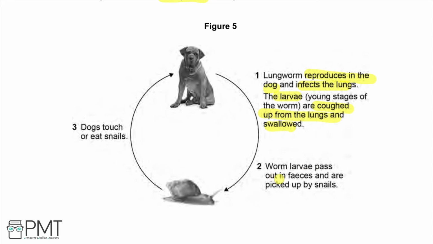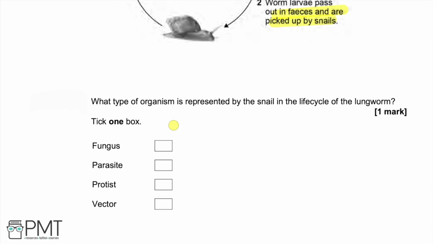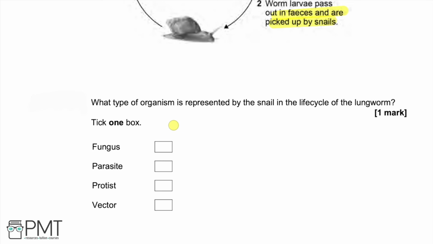Let's have a look at question part 2. Worm larvae pass out in feces and are picked up by snails. And 3, dogs touch or eat snails. This will be a different dog, so it will get spread around, thus increasing the number of dogs that are infected. Which type of organism is represented by the snail in the life cycle of the lungworm?